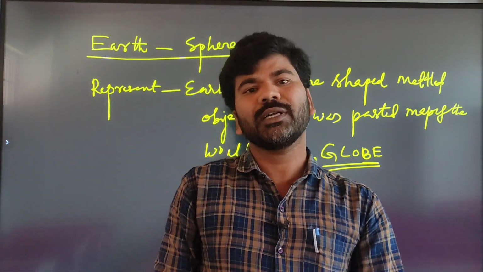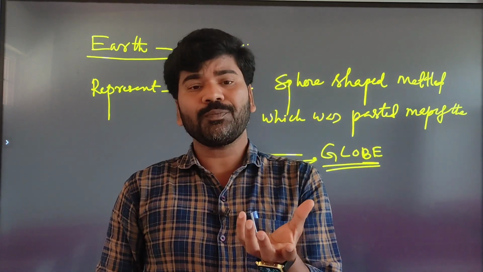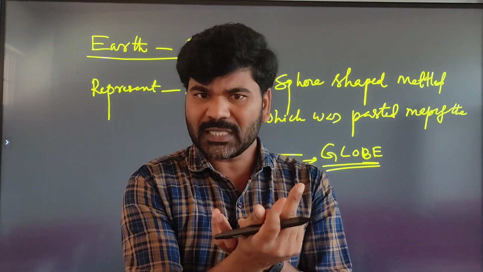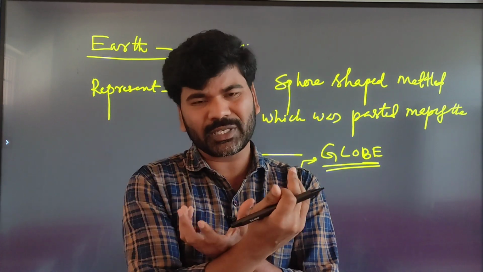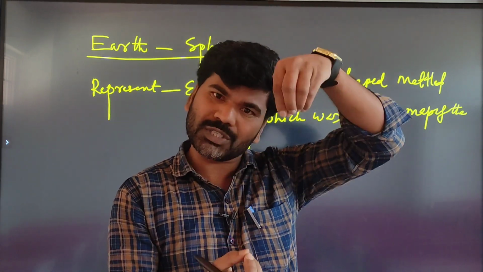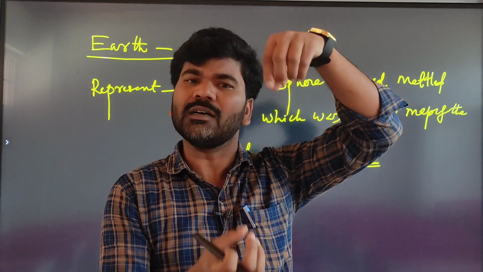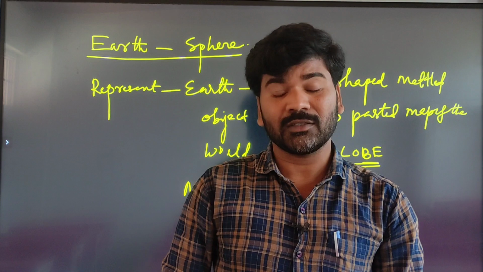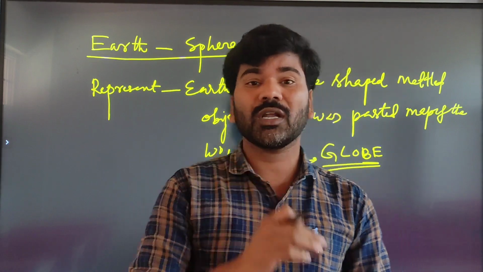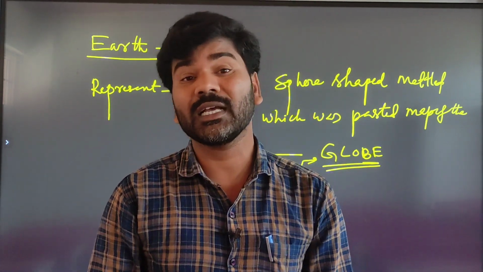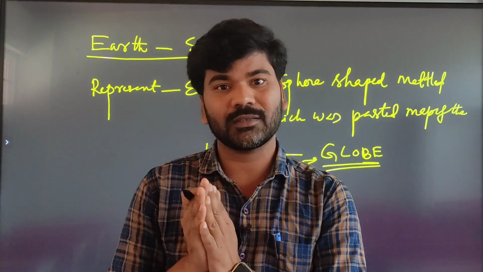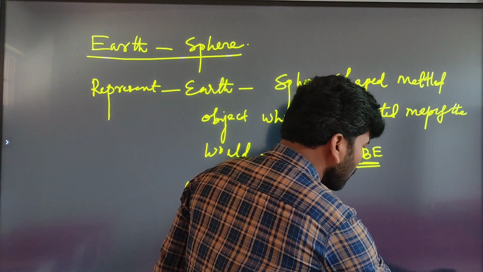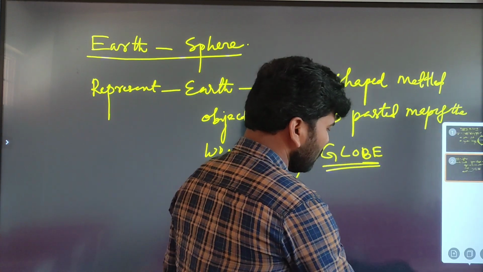So take a globe, you can rotate it. While rotating, the sphere itself rotates, but the two poles are constant. That means the poles are flattened and the equatorial areas are bulged. So the globe is known as the model of the earth. Let's see how we can measure the earth.